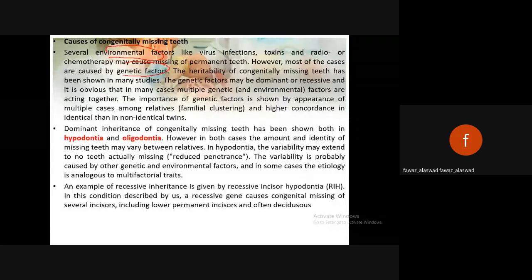And we know that genetics is sometimes dominant or recessive, and many factors are going to be affecting. With dominant inheritance of congenitally missing teeth, we have two important terminologies, hypodontia and oligodontia. These terminologies are related to the missing of teeth, but let me explain the difference between these two. Oligodontia is considered very rare.